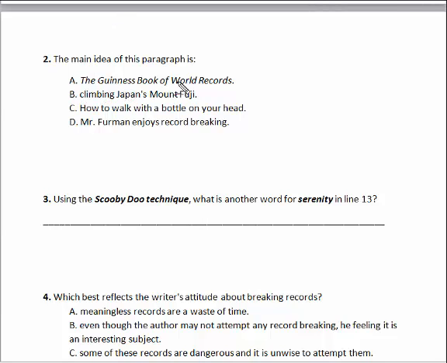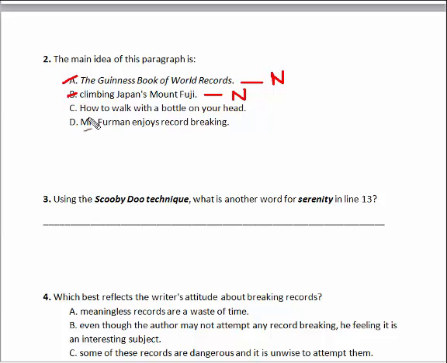A, the Guinness Book of World Records. That is what's called too narrow, kids. That does not come from the topic sentence. That comes from the details. It can be crossed out right away. B, climbing Japan's Mount Fuji. That is true, but that is also a detail which is too narrow, not from the topic sentence. Cross it out.